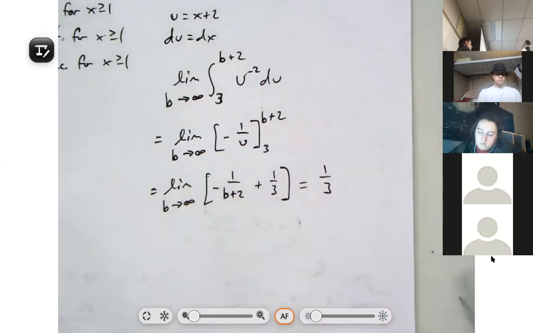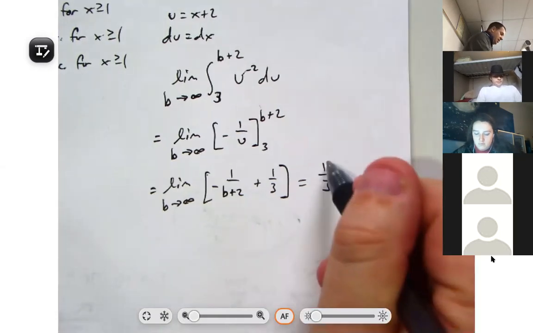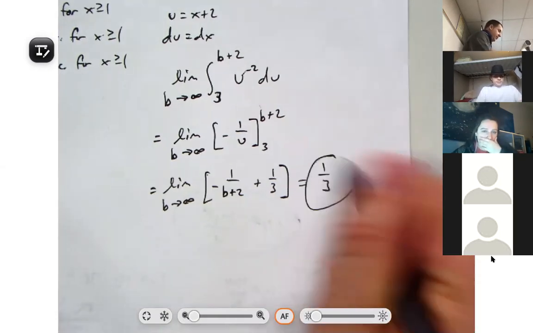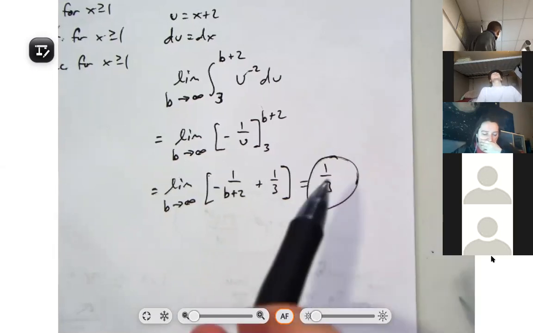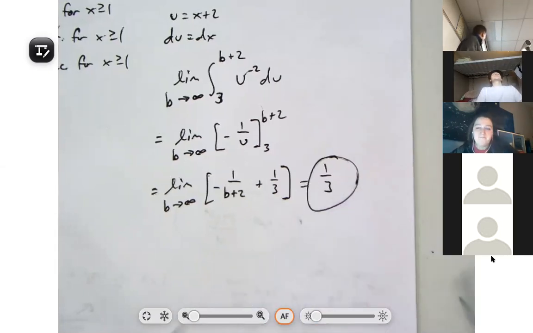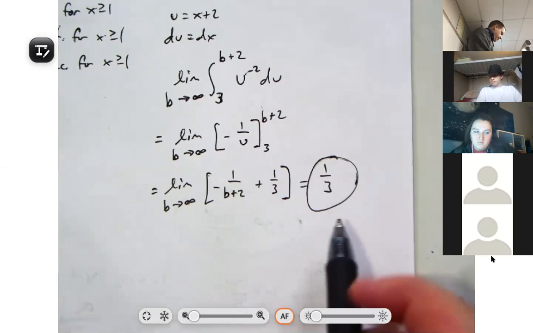So here's some things to understand. What that means is this improper integral converges. That means the original series converges. However, it doesn't necessarily mean that it converges to 1/3. This just tells us that that integral converges. That integral and that series are not exactly one and the same in terms of their values. So all we know is that the series will also converge. We do not know if it will converge to 1/3.